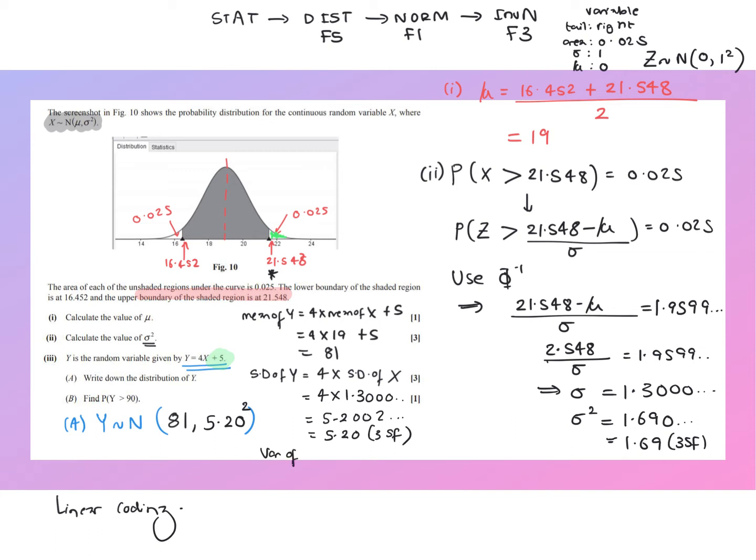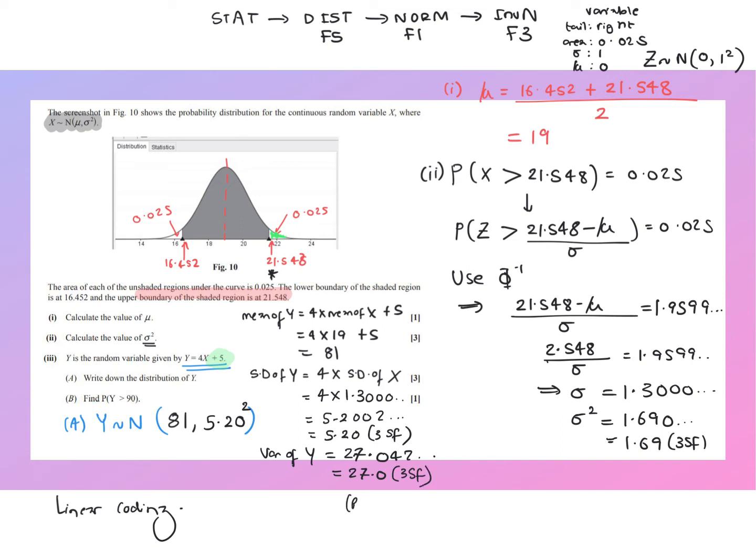So if we wanted to write down the variance of y, that could be calculated. It's the square of 5.2, and that comes to 27.042... So 27.0 to 3SF if we want to give the variance of y.